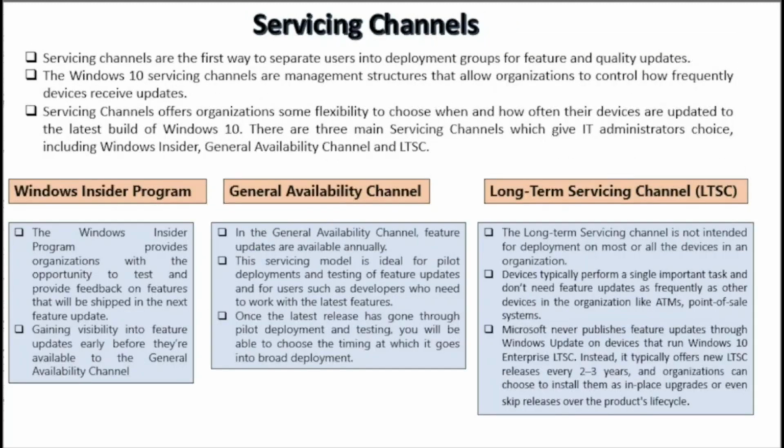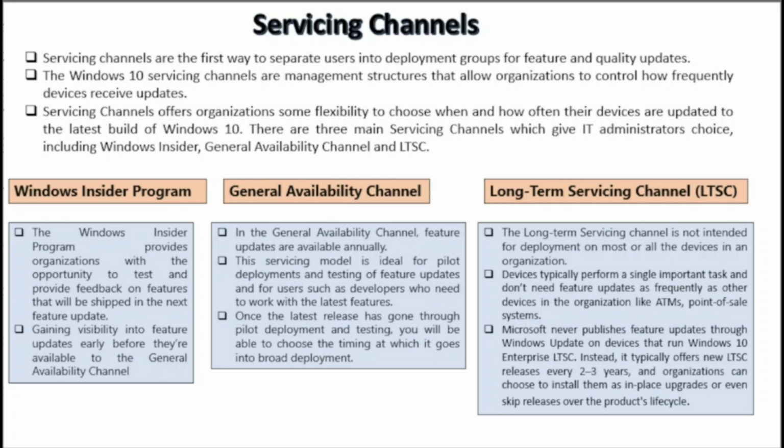Servicing channels are the first way to separate users into deployment groups for feature and quality updates, where features are going to provide new functionality to the device and quality updates are going to provide vulnerability and security fixes. The Windows 10 servicing channels are a management structure that allows organizations to control how frequently devices receive updates. Servicing channels offer organizations some flexibility to choose when and how often their devices are updated to the latest build of Windows 10. There are three main servicing channels which give IT administrators a choice, including Windows Insider, General Availability channel, and long-term servicing channel.